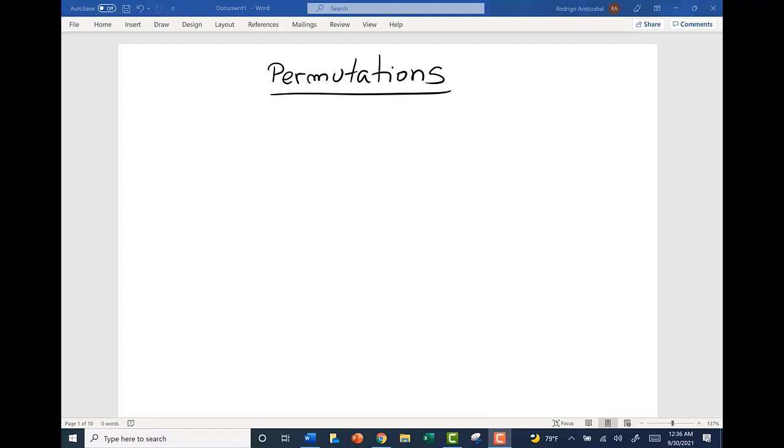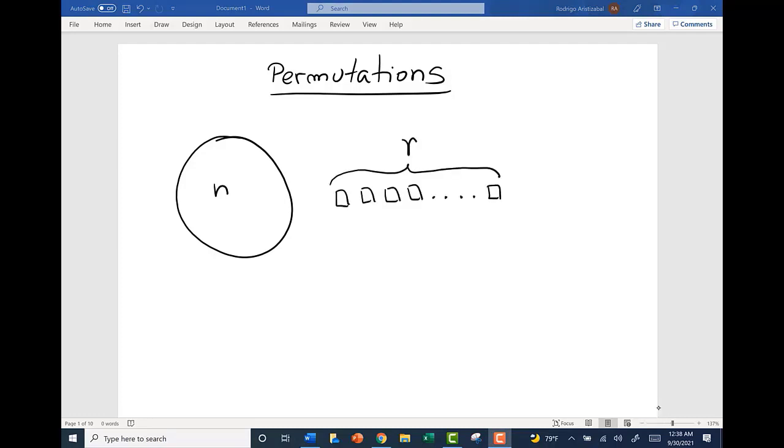The first one is permutation. When we have n items, all of them distinct, and we want to select r items without replacement but order matters, then we have a permutation. If we want to count the number of permutations that we can obtain from n items, this is the notation and the formula. From n items, we are going to select r items but order matters. Then the formula is n factorial divided by n minus r factorial.